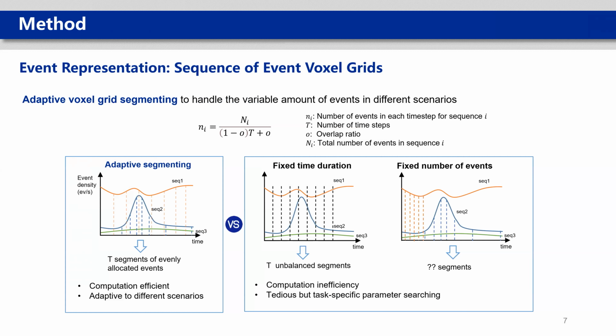When partitioning the event streams, previous practice used either a fixed number of events or fixed time duration, resulting in changing time steps that may differ by more than 10 times in length, causing significant computation inefficiency. Our adaptive segmenting method produces a fixed number of segments of evenly allocated events. This method is computation efficient and adaptive to different scenarios without parameter searching.